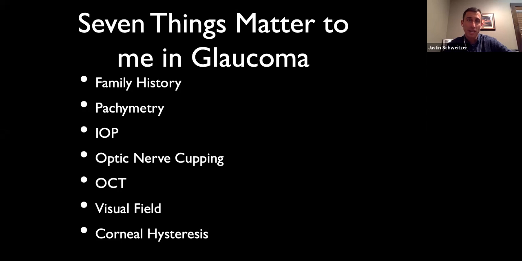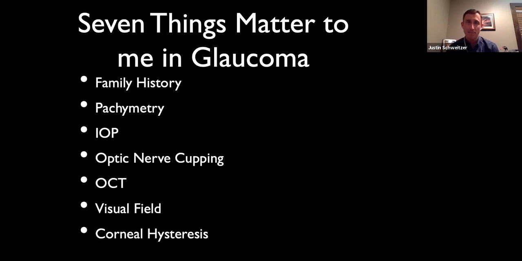Pachymetry is corneal thickness. Thin corneas, based off the OHTS study, is an independent risk factor for glaucoma. So it's a risk factor profile piece. We know IOP matters. High IOP is a risk factor for glaucoma. There's plenty of normal tension glaucoma or normal IOP glaucoma out there, but we know that high IOP is a risk factor for glaucoma. It's really the only thing we can treat right now in glaucoma as well, is we always try to lower IOP.